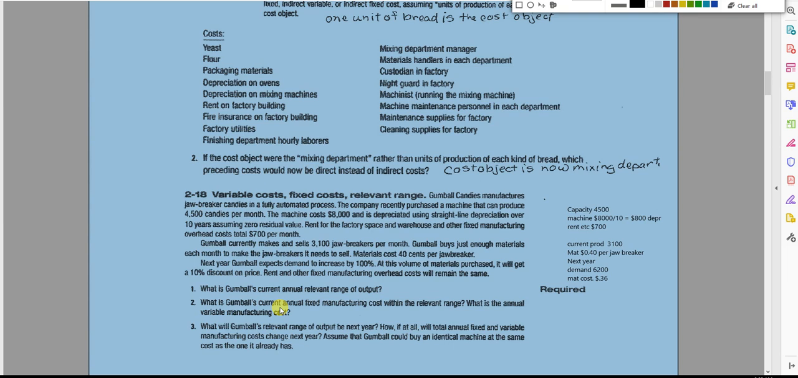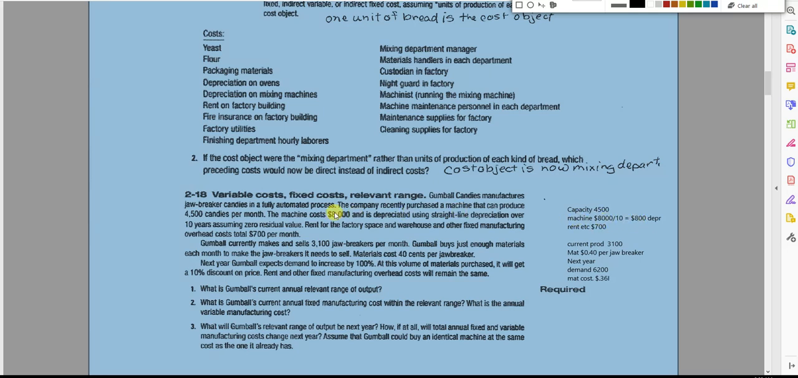What is Gumball's current annual fixed manufacturing cost within the relevant range? So my fixed is 800 plus 700 per month, so I need to multiply that by 12. So 700 times 12 is 8,400. And then I have $800 of depreciation a year, so 9,200.